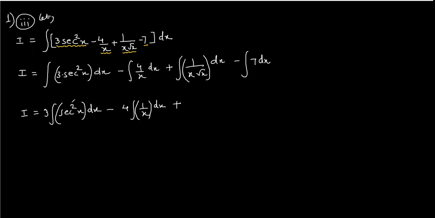That's it. Sec square x dx, when I see sec square x, I understand this is in the first list. Integration of sec square x dx is tan x plus c. When I see 1 upon x dx, I understand this is log of mod x plus c. But when I see this, I don't understand which result I apply. So I will have to write it in a proper form where I could apply some result.